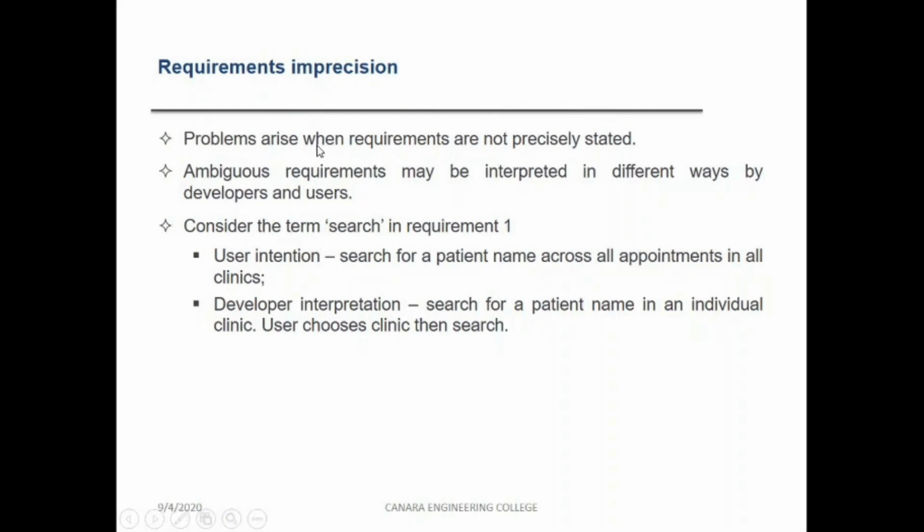Requirement imprecision. Problems arise when requirements are not precisely stated. Ambiguous requirements may be interpreted in different ways by the developers and the users. Consider the term search in the requirement: user intention versus developer interpretation. This is the example I have taken in the mental health care management system, which describes requirement imprecision in detail.